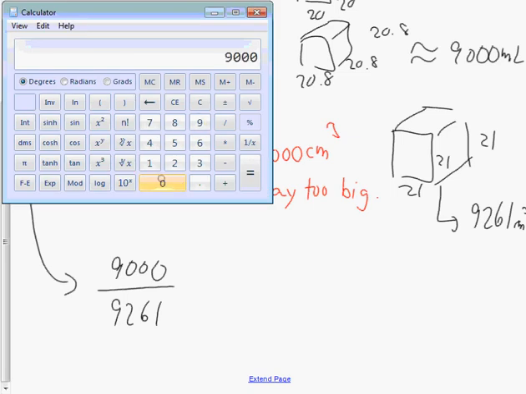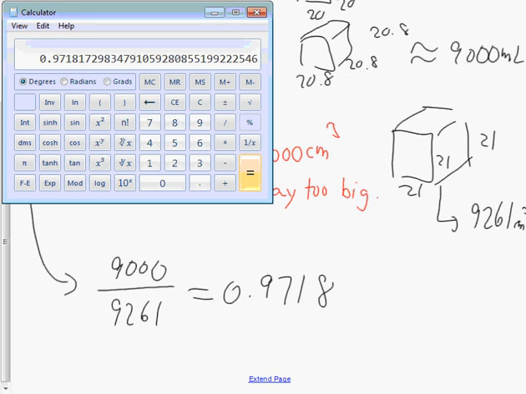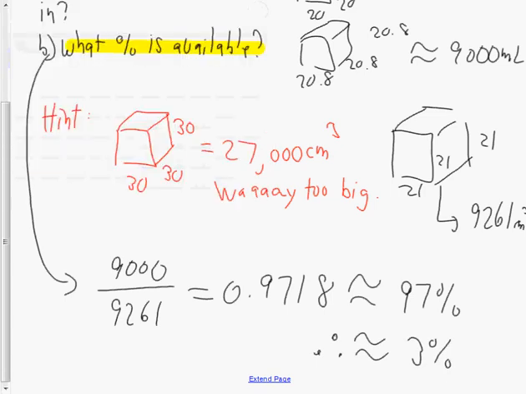And we can change that fraction to a decimal by dividing the numerator by the denominator. And we get 0.9718, which is approximately 97%, which is therefore approximately 3% available, right? What percent's available? If it's 97% full, approximately 3% is available for more liquid. Does that make sense? Okay.